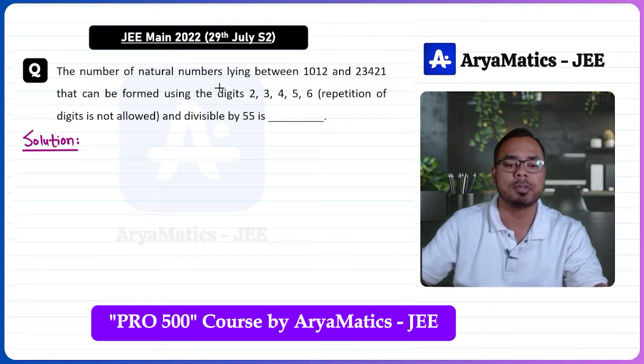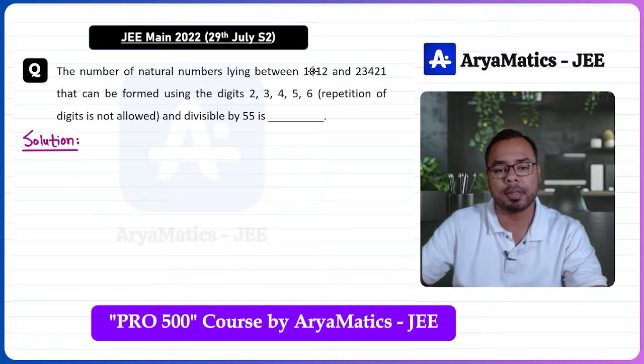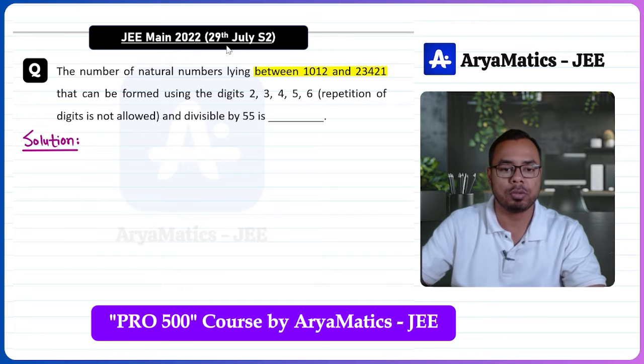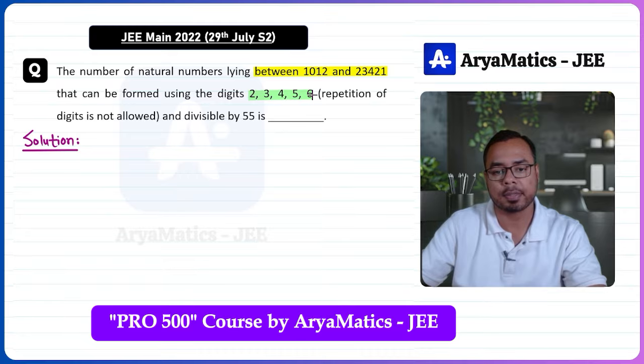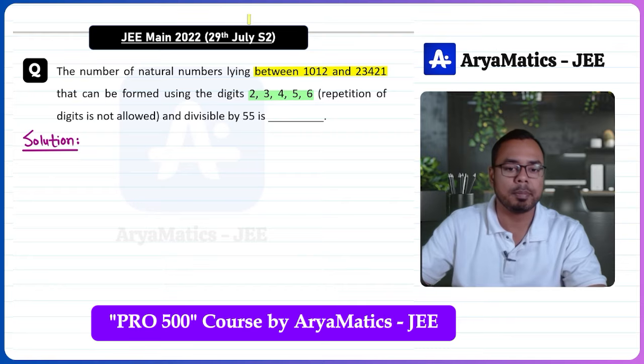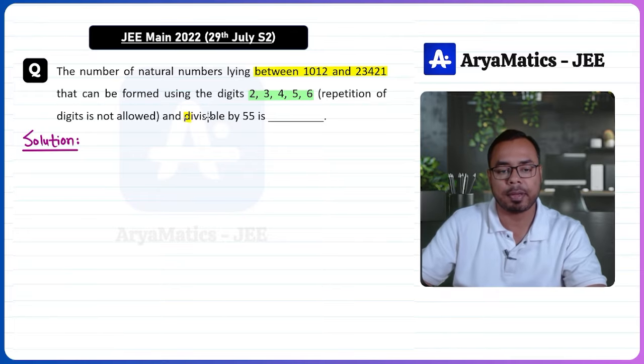Find the number of natural numbers which are lying between these two numbers 1012 and 23421 and that are formed using these digits 2, 3, 4, 5 and 6. Repetition of digits is not allowed and the number should be divisible by 55.